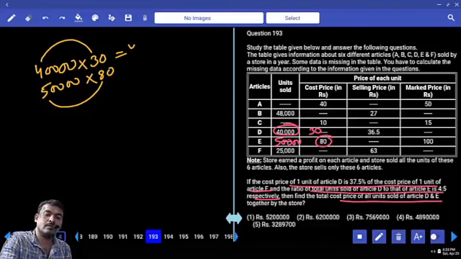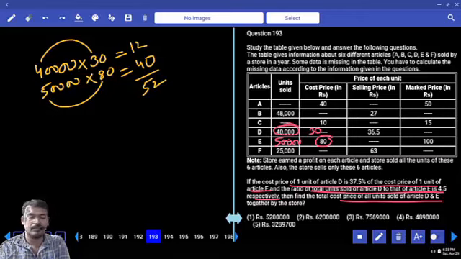40 plus 12. 52 or not? First one is 12, second one 40. Total it is how much? 52. First two digits are 52. Which option? First option or not?